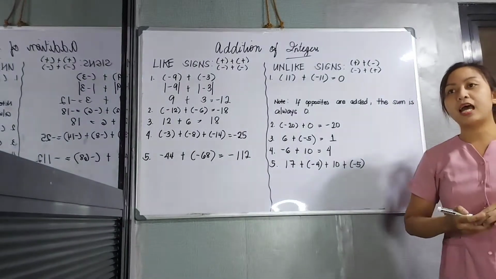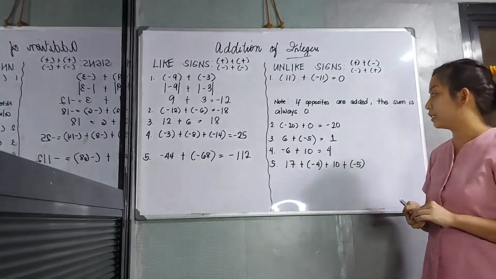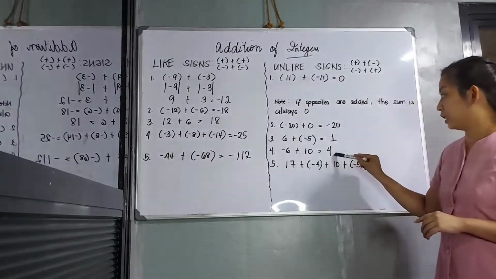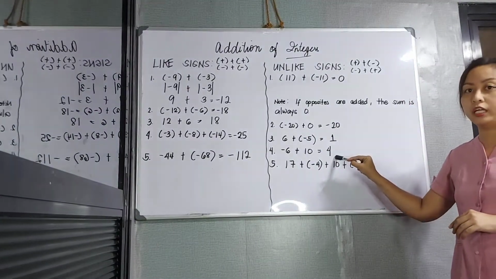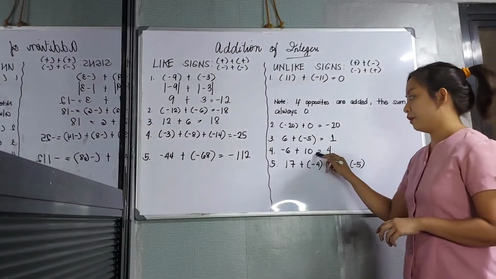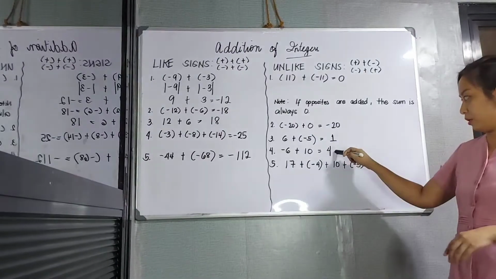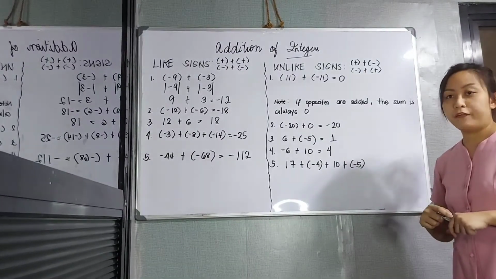And then, copy natin yung sign ng mas mataas na number, which is 10. And the sign of 10 is positive. That's why our answer here is positive 4. 10 minus 6 is 4. Then, copy the sign ng mas mataas na number. That gives us positive 4.